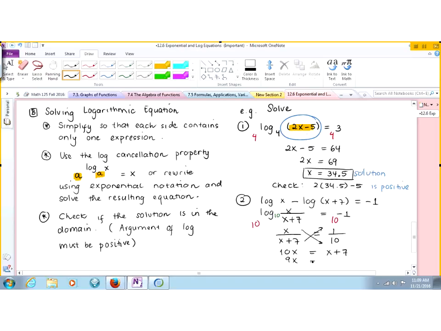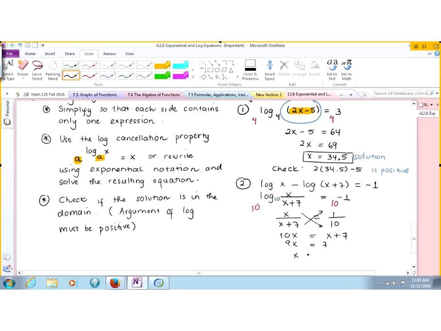So 9x is equal to 7. Oops, I need a little bit more space. X is 7 over 9. Good.